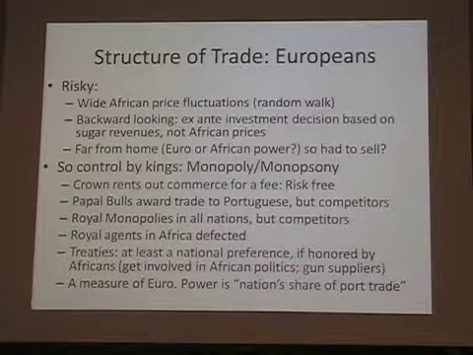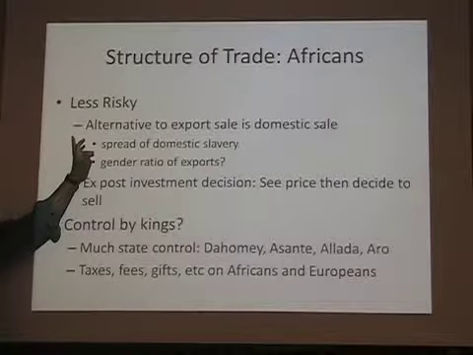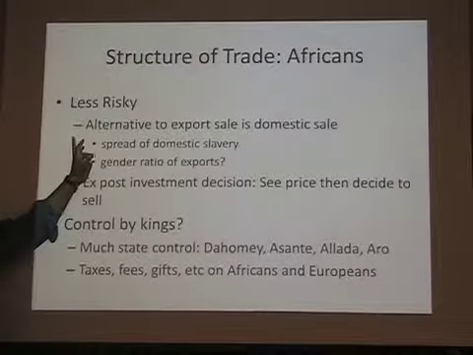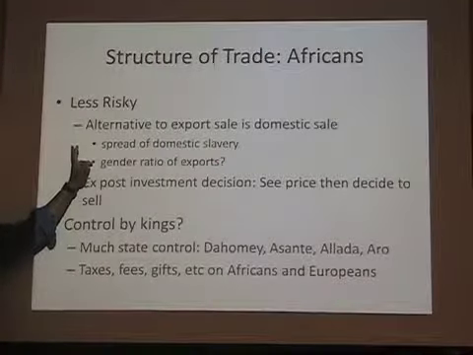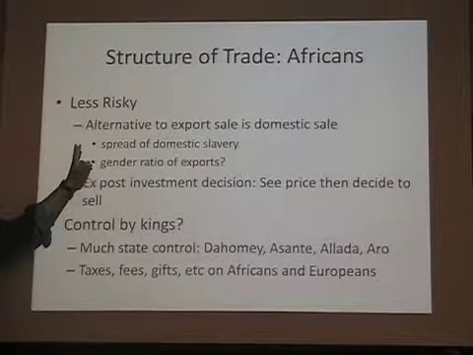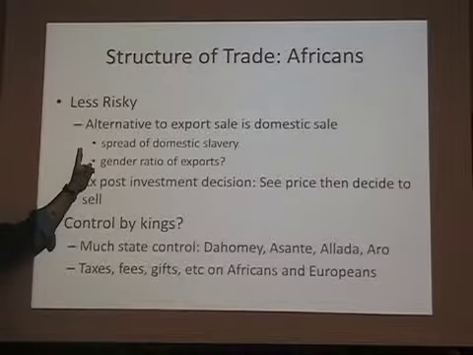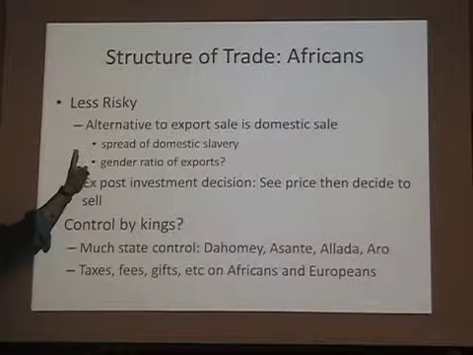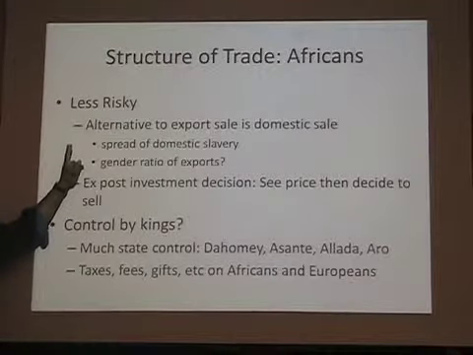Okay? Now, for Africans, it's less risky. African slave traders capture some slaves, take them to the coast, want to sell them. If the price is low, they don't have to. You can use them at home. In fact, I think that's part of the dynamic that drives the expansion of slavery in Africa itself, what Paul Lovejoy calls the transformation of slavery.